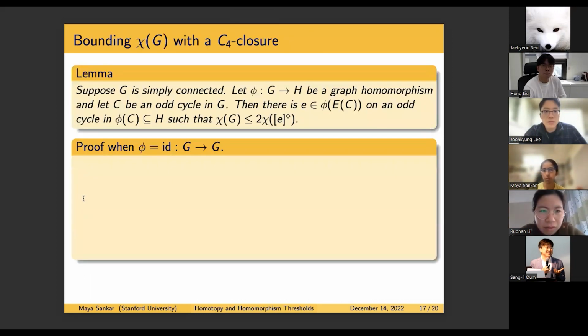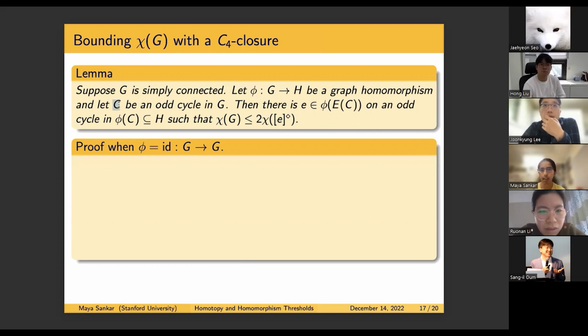So I'm going to prove a slightly weaker version of this. Instead of getting a bound of 4 or chi of the C4 closure, I'm just going to get a bound of 2 times chi of the C4 closure. So suppose that G is simply connected, and suppose we have a graph homomorphism like before. And let C be an odd cycle. This is going to be the odd cycle that's mapped non-injectively.